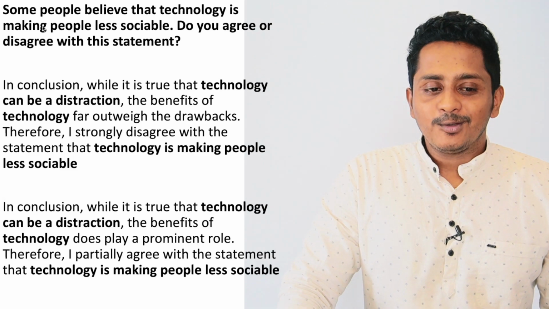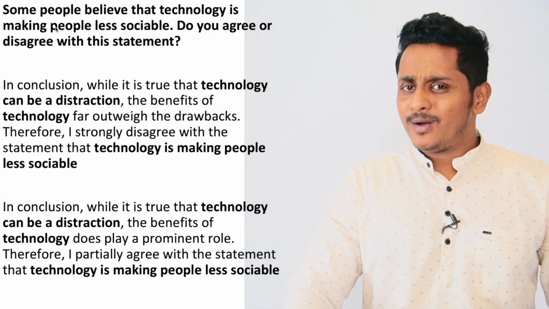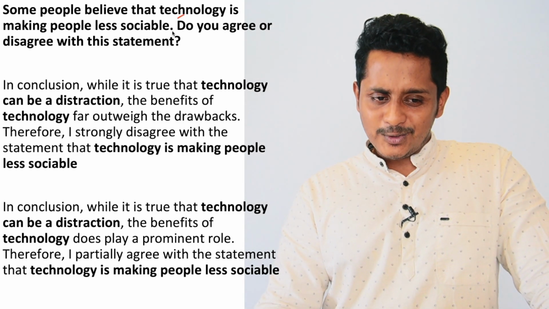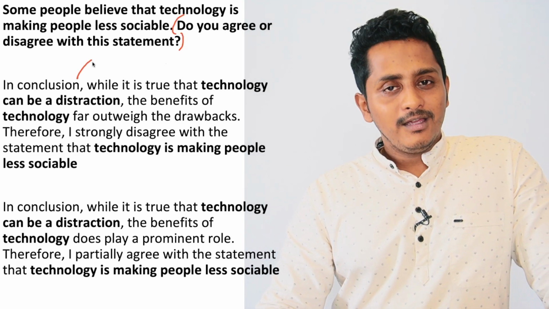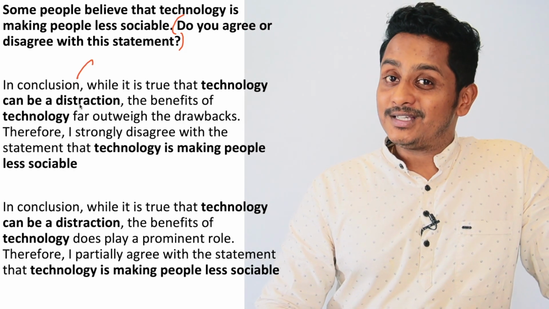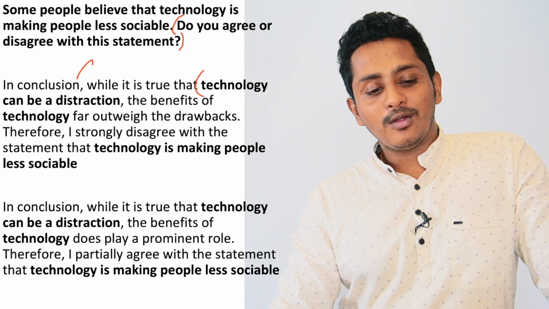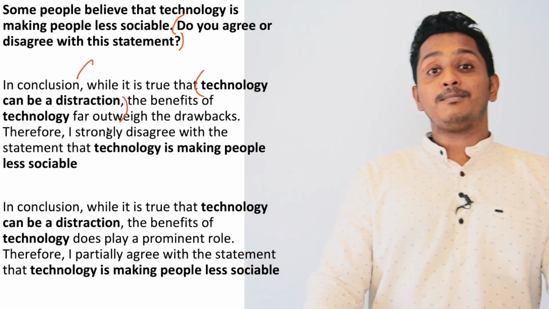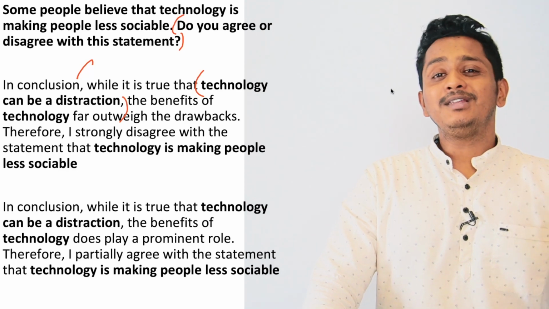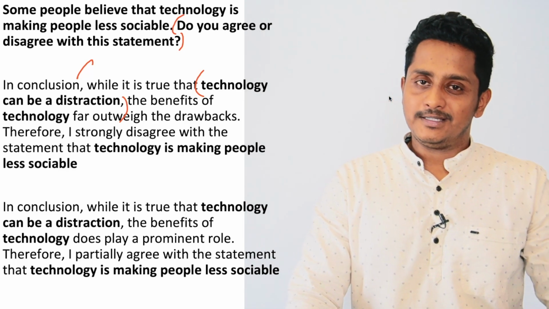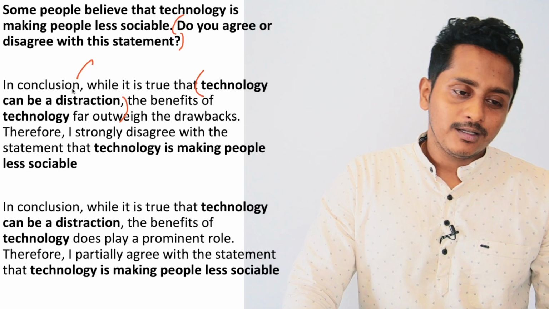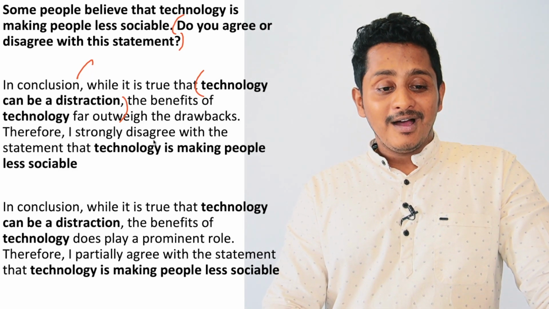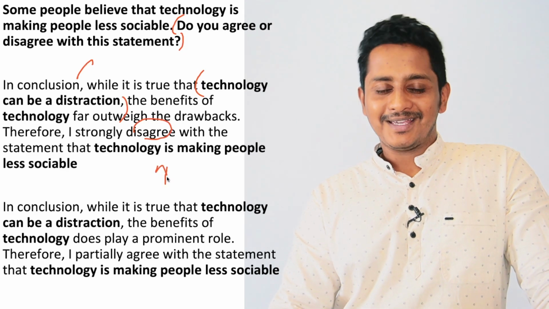Some people believe that technology is making people less sociable. Do you agree or disagree, or to what extent do you agree? Let's assume this is the question. In conclusion, while it is true that technology can be a distraction, the counter argument, because you have to say that technology is not making people less sociable or something of that sort, you write in the first line. While it is true that technology can be a distraction, the benefits far outweigh the drawbacks. Therefore, I disagree that technology is making people less sociable.